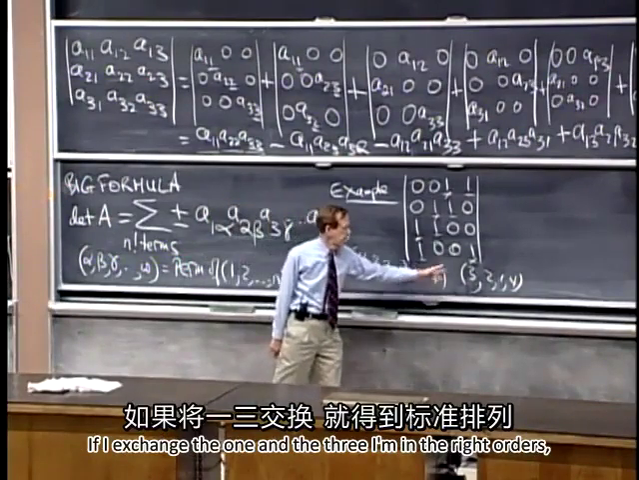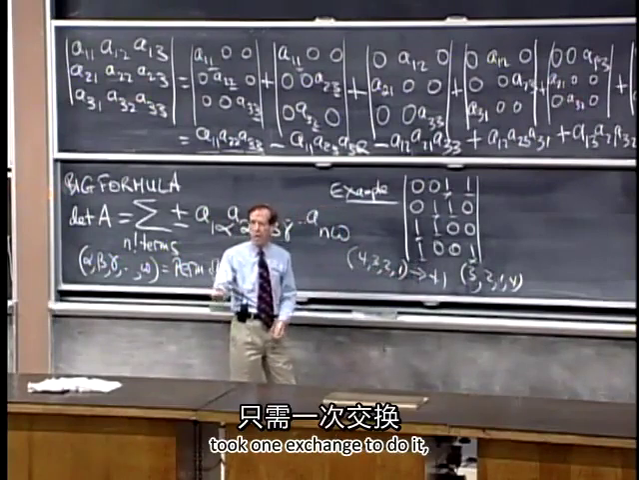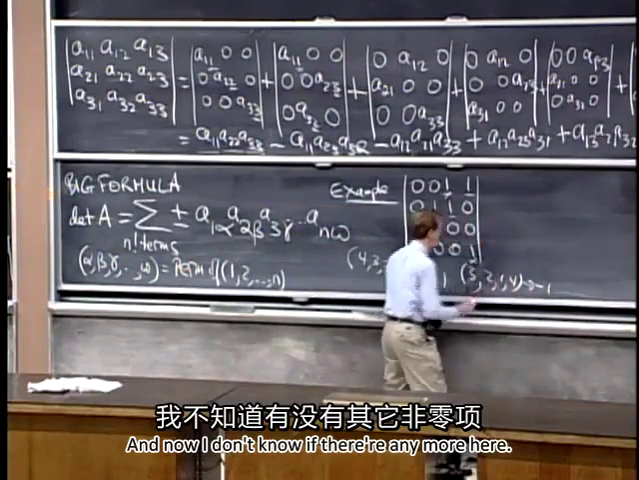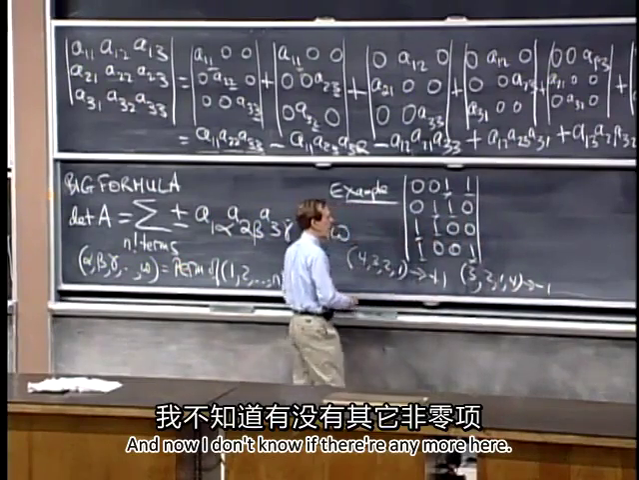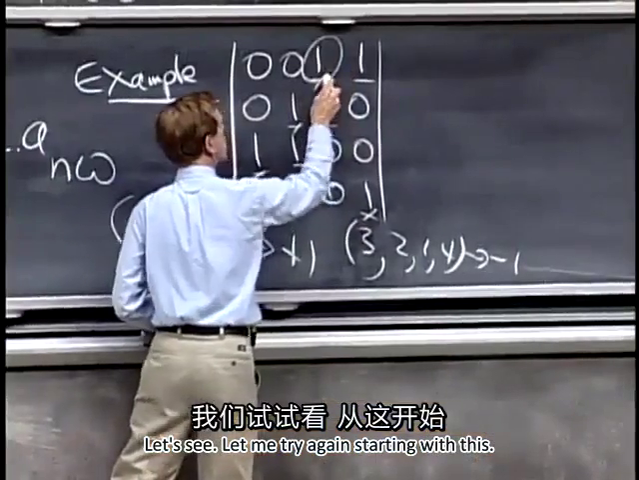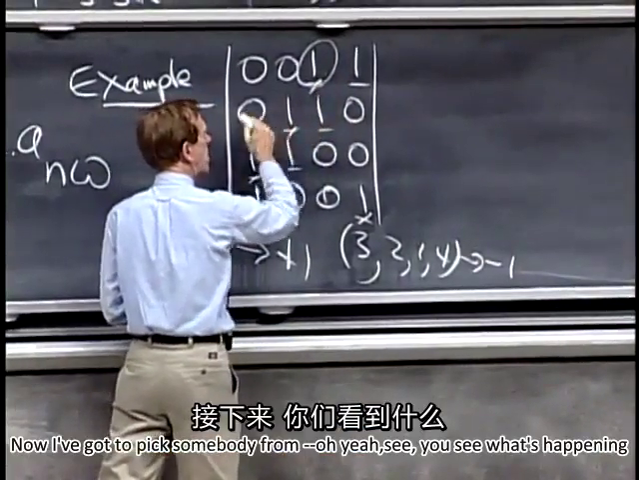If I exchange the 1 and the 3, I'm in the right order. It took one exchange to do it, so that would be a -1. And now I don't know if there are any more here. Let me try again, starting with this. Now I've got to pick somebody from.